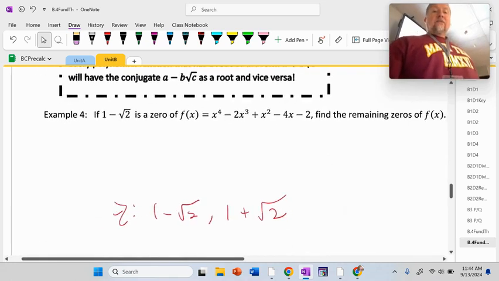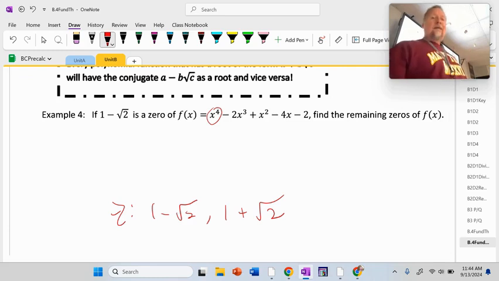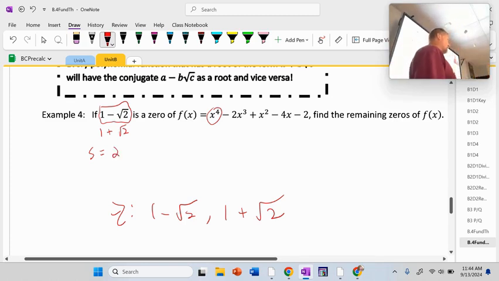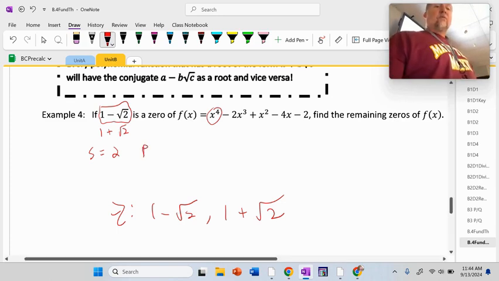So boy, I wish I could reduce this down to an x squared and get the other two zeros. Well, you can. You can find the polynomial that has these two as zeros by the product-sum idea. Okay, so the sum of the two zeros equals 2, right? The root 2's cancel. And then the product of the zeros is 1 times 1, which is 1, minus root 2 times root 2, which is 2, so negative 1.